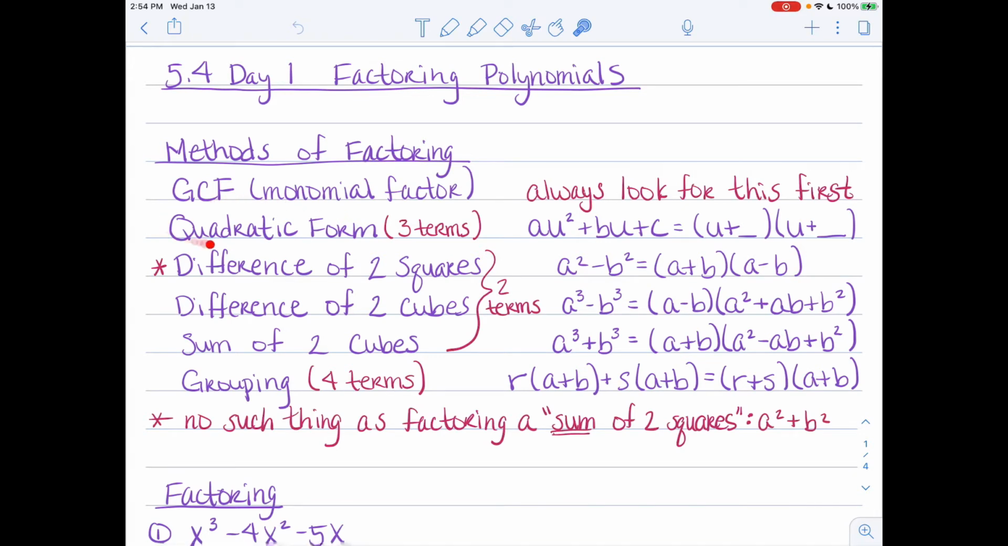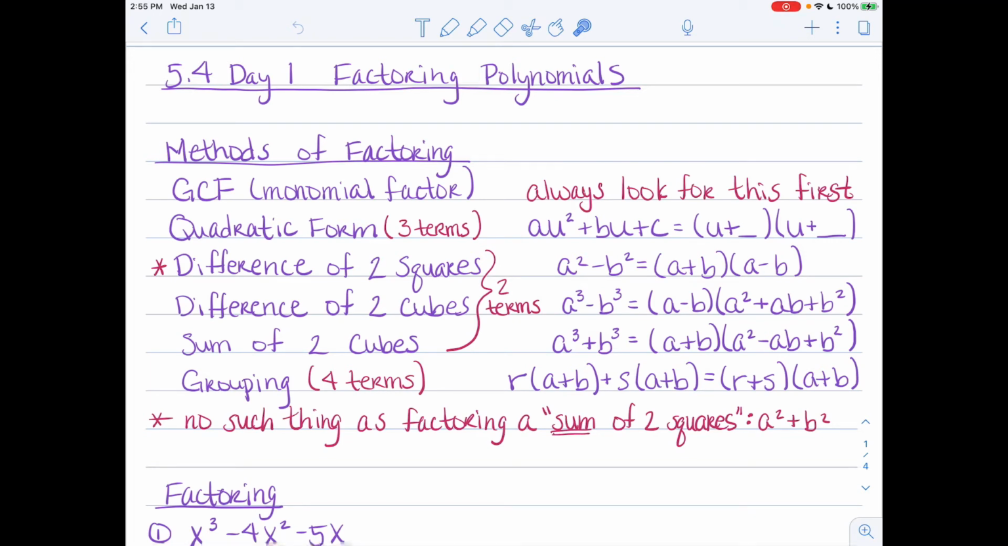Next is quadratic form, and you're going to look for that when we have three terms, just like we did in our chapter on quadratics last 6 weeks. Remember that whenever something takes a quadratic form, there are several methods that we could use for factoring. One of those is if we have an a value of 1, we just look for the two numbers that will multiply to be our c value and add to be our b value, and those will be our factors. Another method was guess and check if we had an a value greater than 1. So we'll be utilizing those today as well.